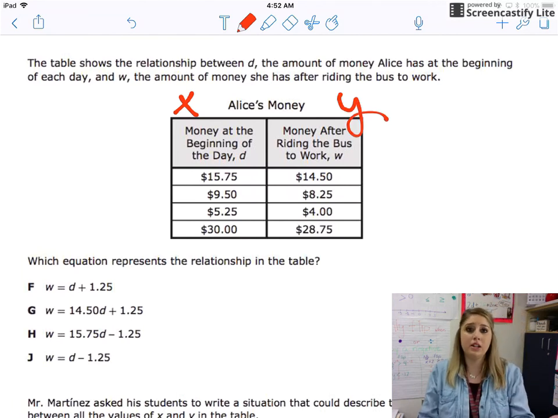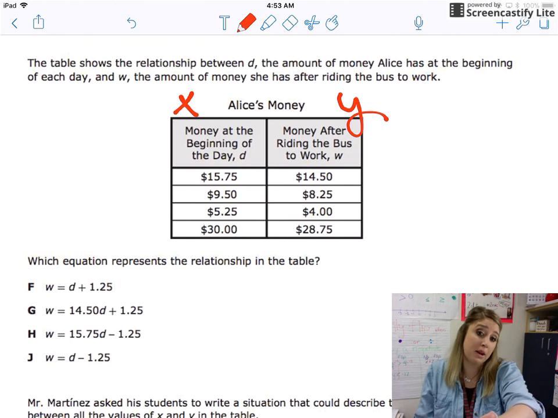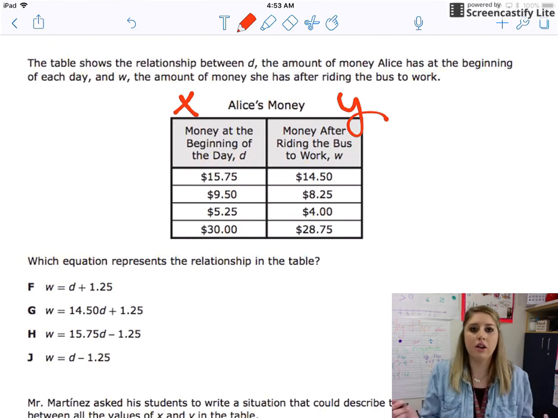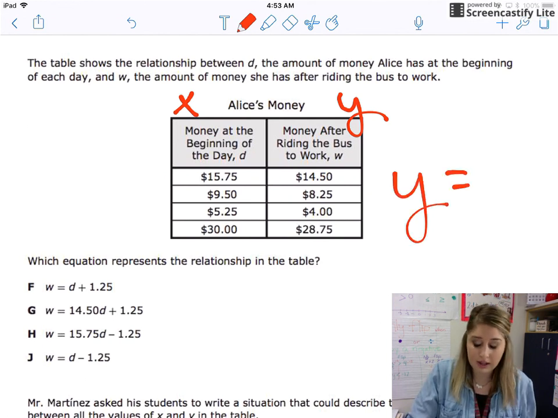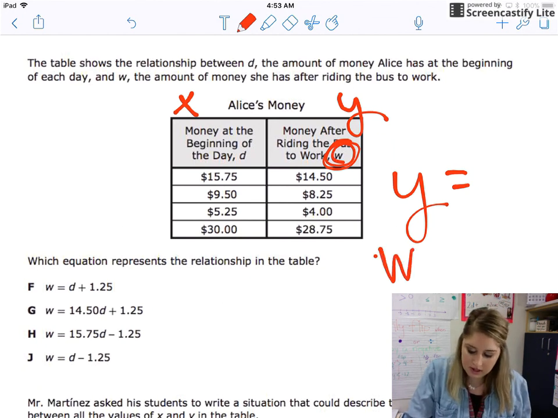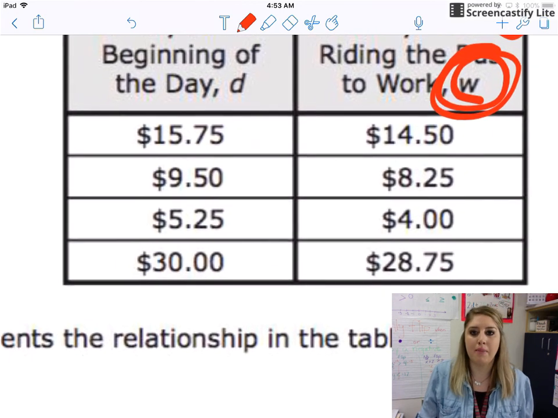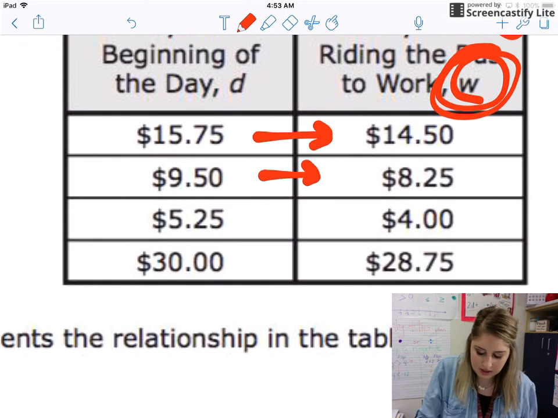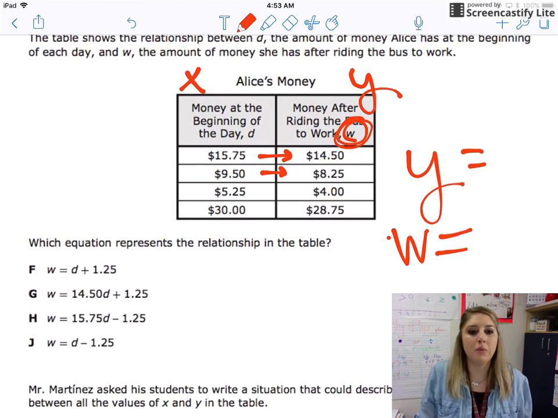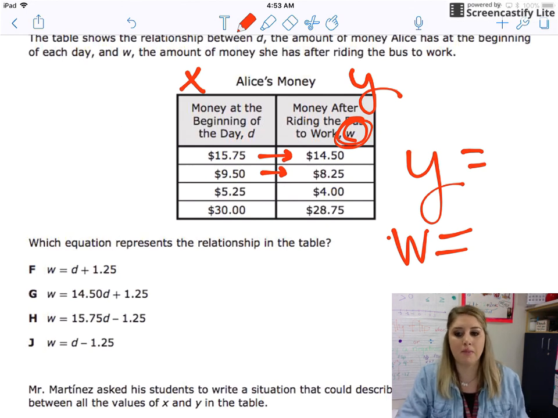Now, they did use d and w, which is fine, but know that that means the same thing as x and y. So I know when they write an equation, it's going to have to be y equals, which means that y is the same thing as w, what they're saying here. So it's going to have to be a w equals problem. I was hoping that could maybe eliminate some of my answers, but it did not. So now I need to really look at my table and see what's happening in between the x to the y and see which of these equations would work. So I want you to pause your video and try it yourself. Pick which one, and then we'll come back together.